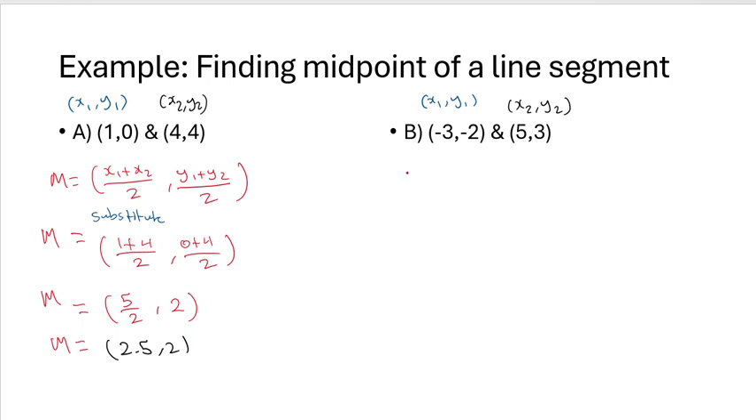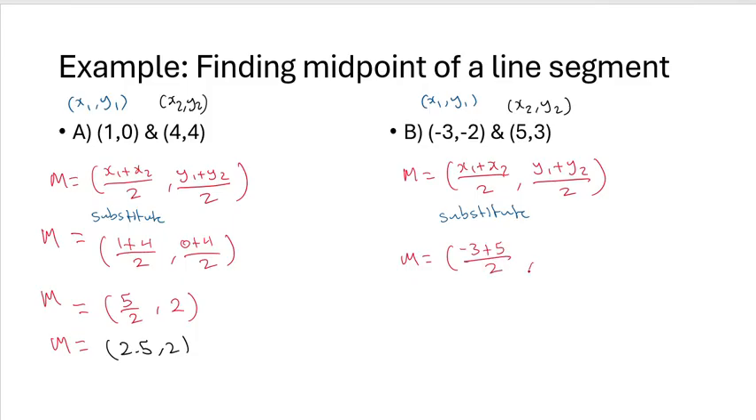Now we'll do the other one real quick. Always start out by writing your formula, because that way I know what your intentions are, okay? And then all you have to do is just substitute the values afterwards. So I'll just do that real quick. Negative 3 plus 5 over 2. And then I have here negative 2 plus 3 over 2.